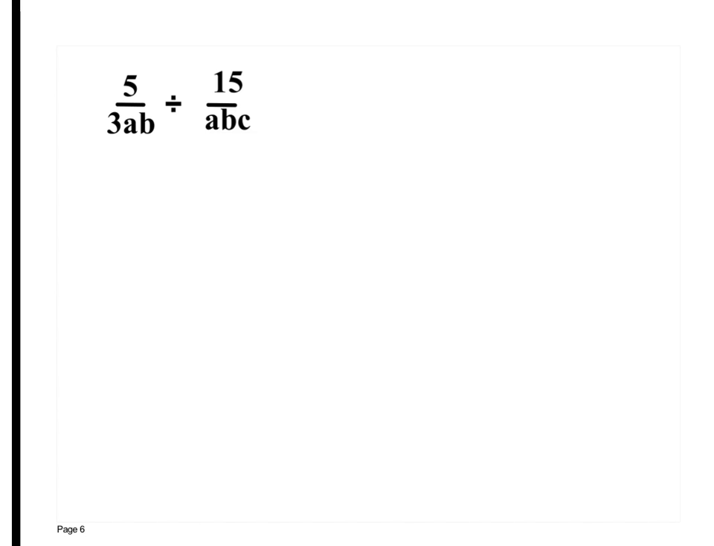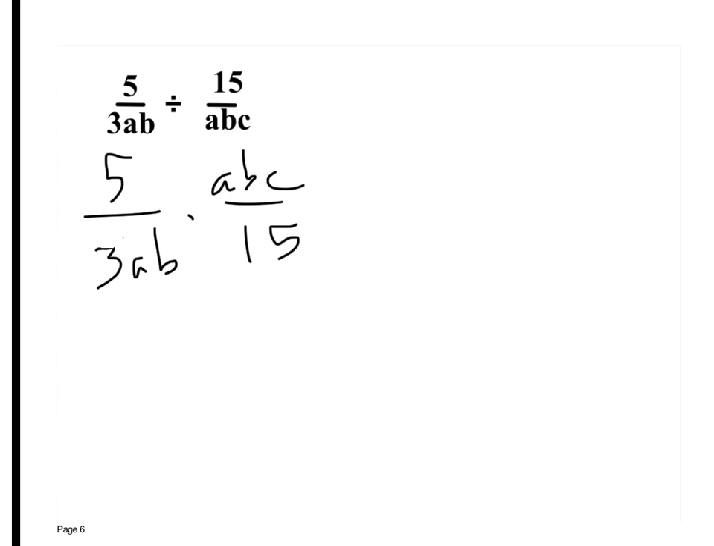Okay? We treat this exactly the same. We can't divide by a fraction, so we multiply by the reciprocal. So 5 over 3ab, okay, it's being times by abc over 15.